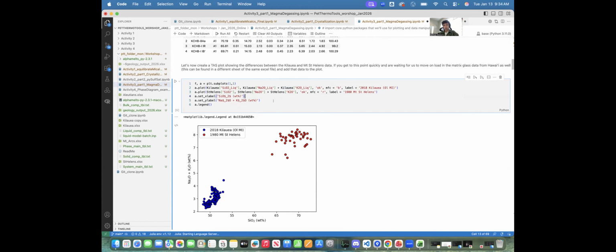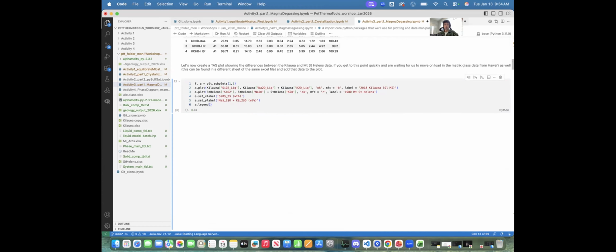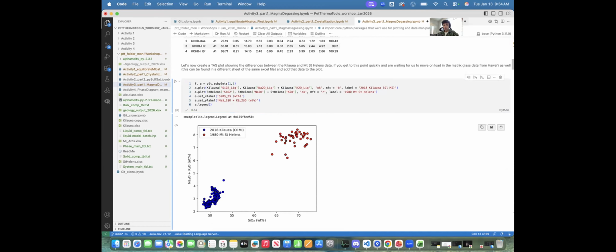I'm just doing this in a basic matplotlib subplot rather than using Pyrolite. You could use Pyrolite quite easily here in order to get the lines drawn for the full TAS diagram. At this point, I haven't gotten around to actually doing that in this case.